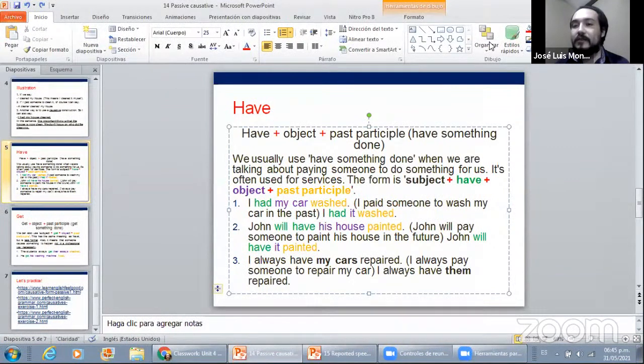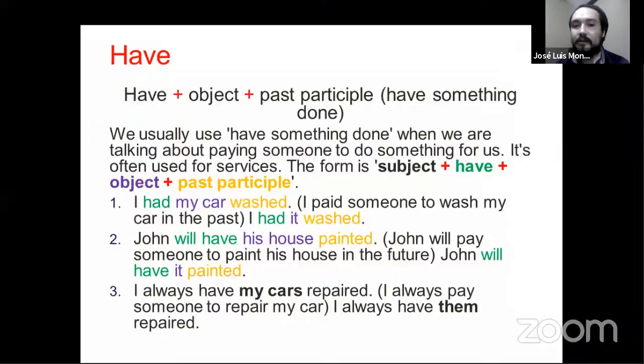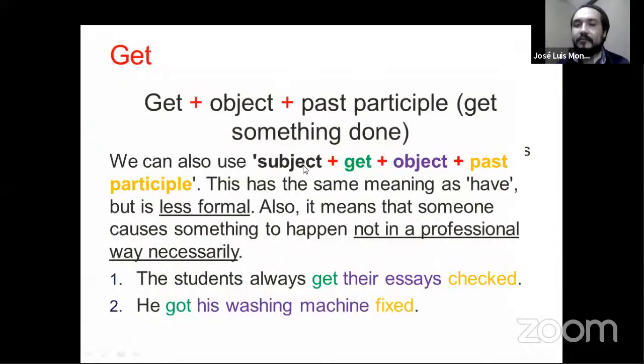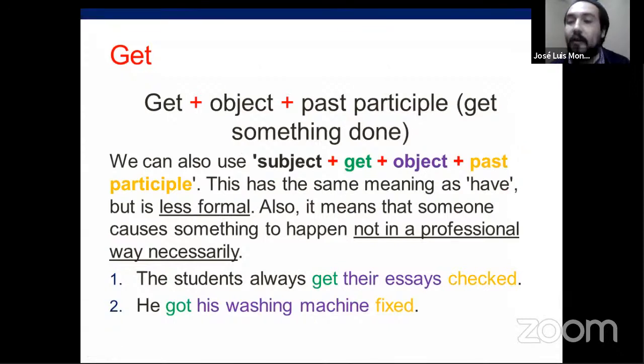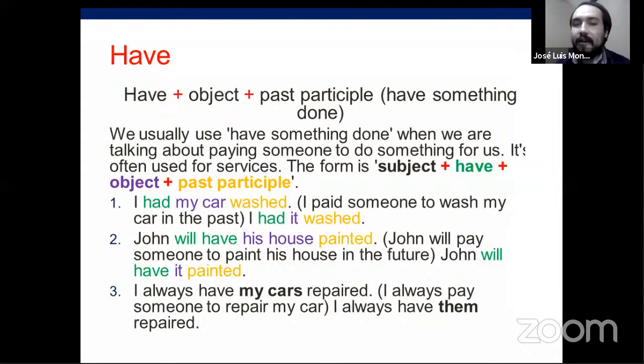Now, to finish with this topic, we only have one more way to write passive causative, and it's with get. Remember, please, before writing sentences with get, the only difference is that this is more informal, and this is not a professional relationship. Remember that have is formal, all right? Have is formal and professional. It means that you pay someone to do something for you.